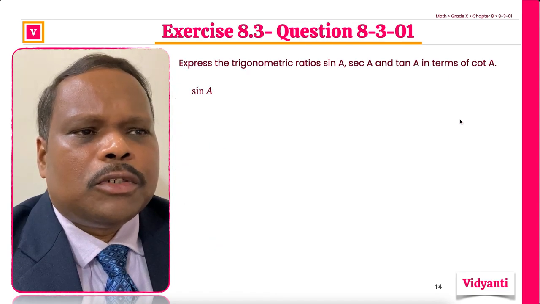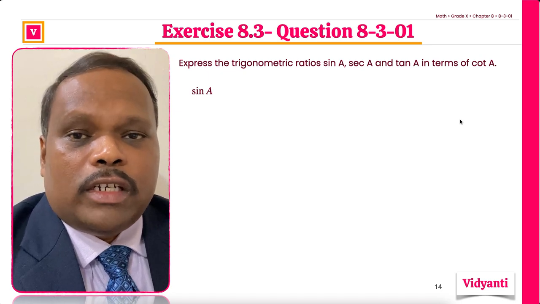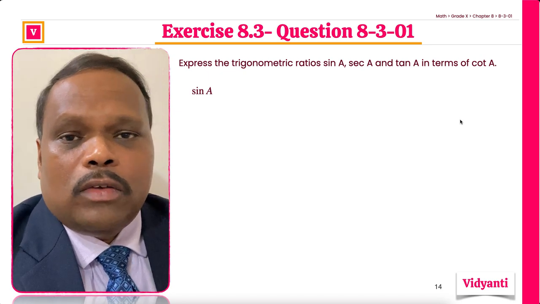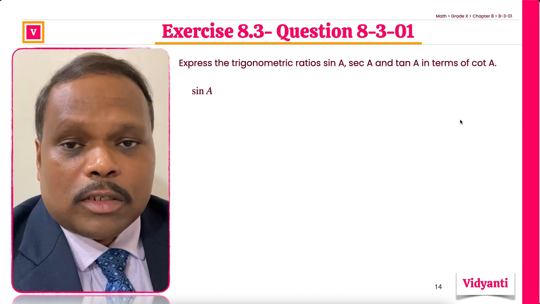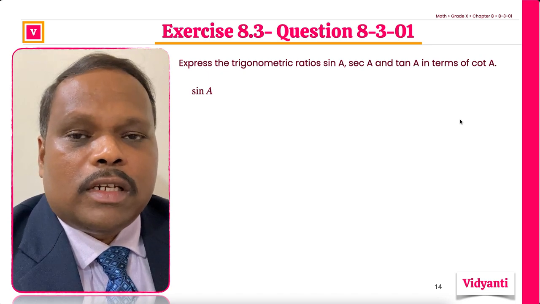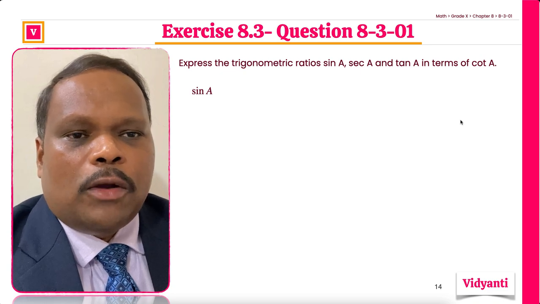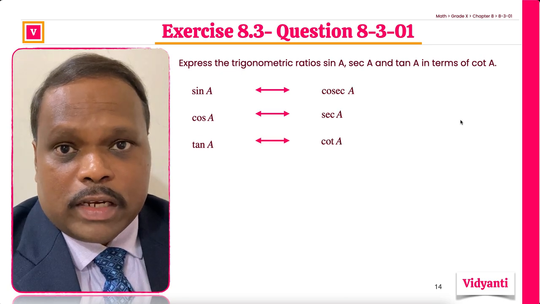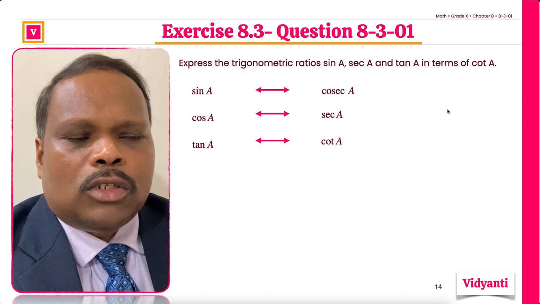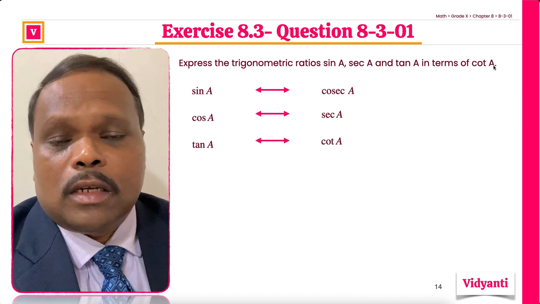Express the trigonometric ratios sine, sec, and tan in terms of cot. This looks like a weird, very challenging question, but it's not. If you know the fundamental identities, remember the three fundamental identities: sine square theta plus cos square theta equal to 1, 1 plus tan square theta is equal to sec square theta, and 1 plus cot square theta is equal to cosec square theta. So now let's have this sine, cosine, and tangent. Sine is reciprocal with cosec, cos is reciprocal with sec, and tan is reciprocal with cot. So these three trigonometric ratios have to be expressed in terms of cot.